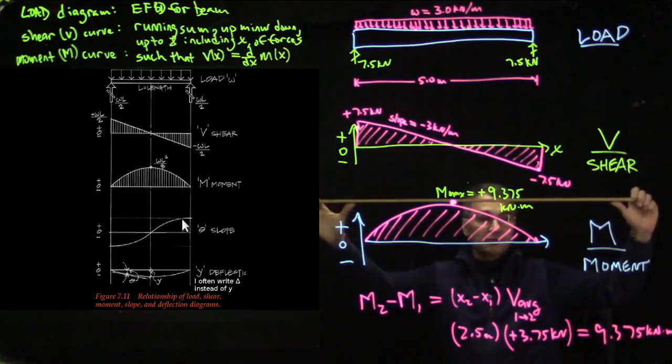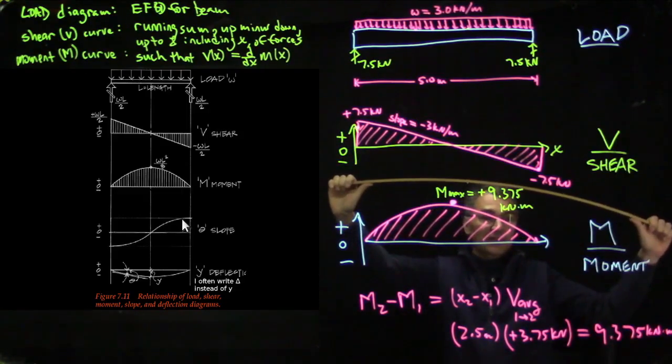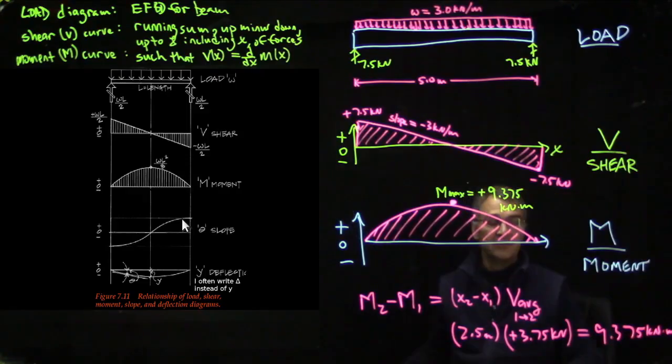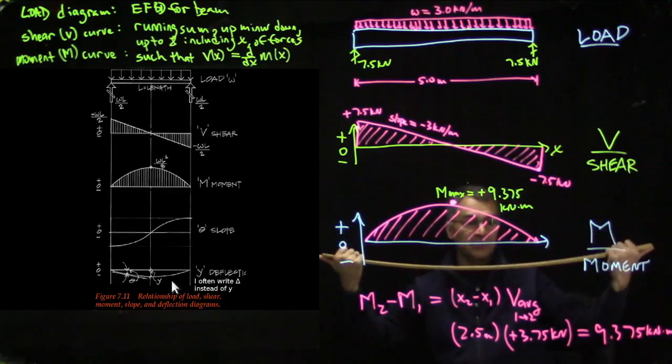So this is 0 slope, and then here's a negative slope, and here's a more negative slope. Or if we bend it like this, you can see that the slope starts out 0 and gets more and more negative. So that's the slope diagram. And then finally on the bottom there is the deflection diagram, which is like what is the deflected shape of the beam. So you see this thing is deflected downward in the middle.